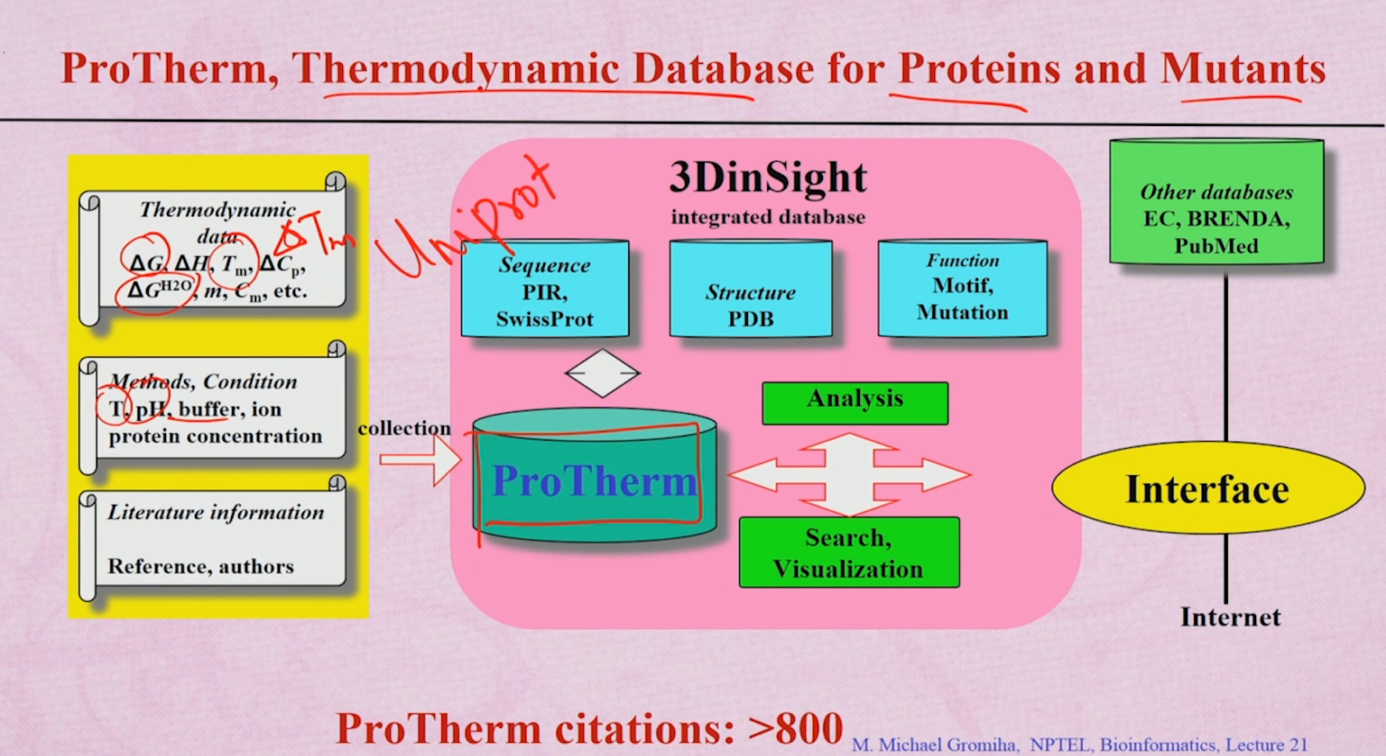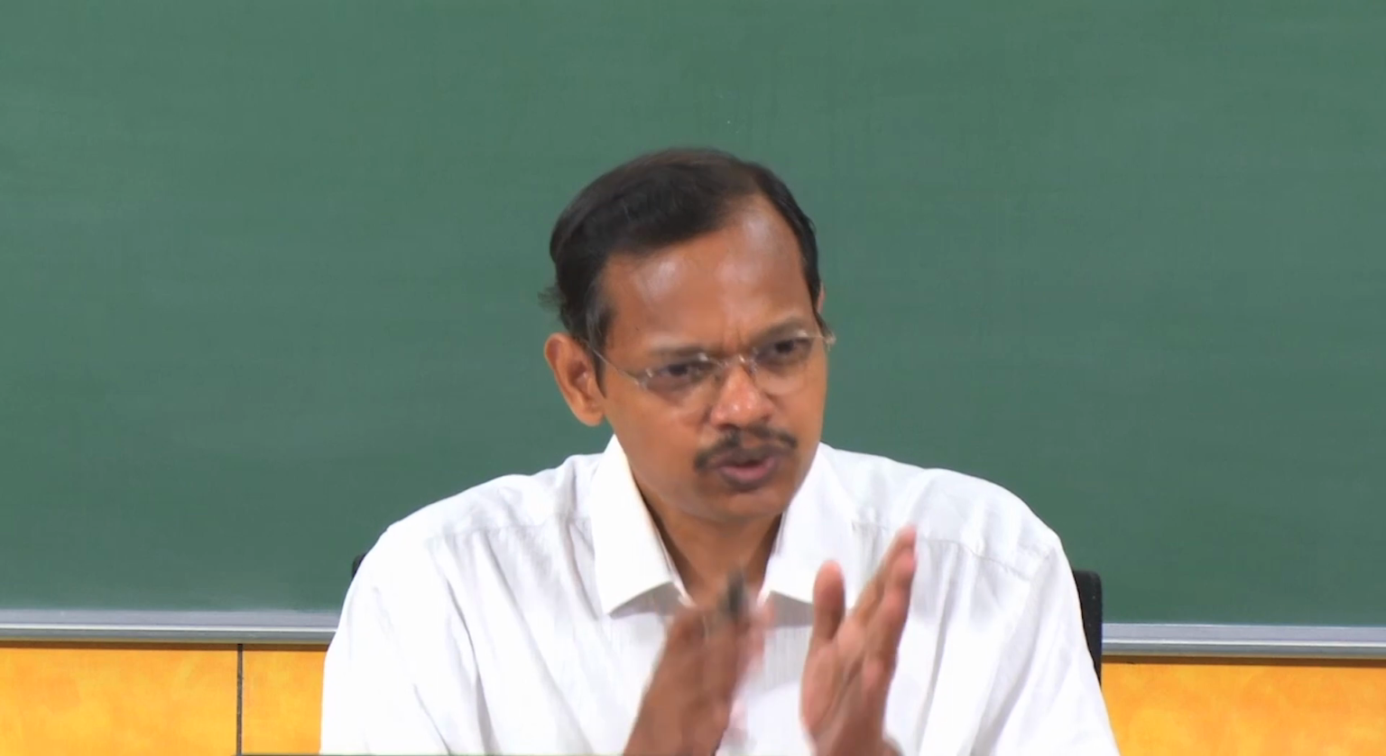Earlier days we had two different databases called PIR. What is PIR? Protein Information Resource, and Swiss-Prot, and they merged into UniProt. So, currently we have the UniProt ID. Then for the structure, PDB, this is a unique resource, the Protein Data Bank. So, we give the PDB ID. Then also we have some motifs and the mutations. For example, if it is mutated, it will give the wild type residue, where we mutate, and to which residue we mutated. So, we give all the information.